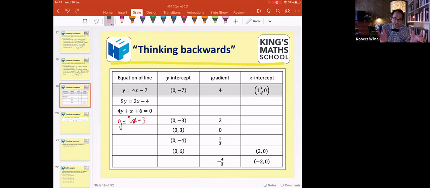But just as a model, as a structure for the idea of working forwards and backwards: here's an equation, you tell me stuff about it. Here's the stuff, what's the equation?